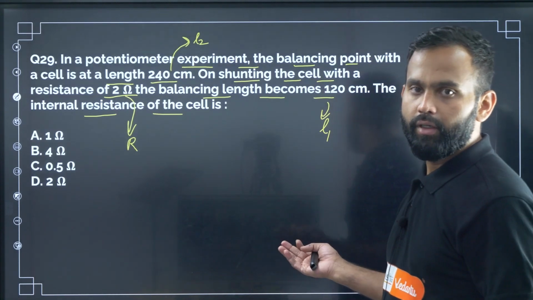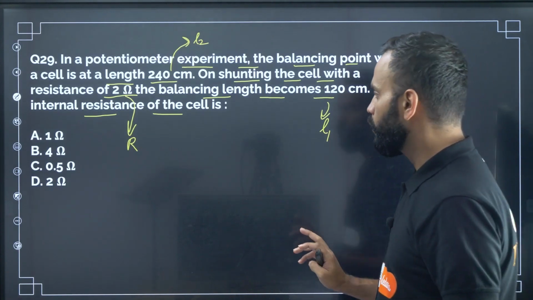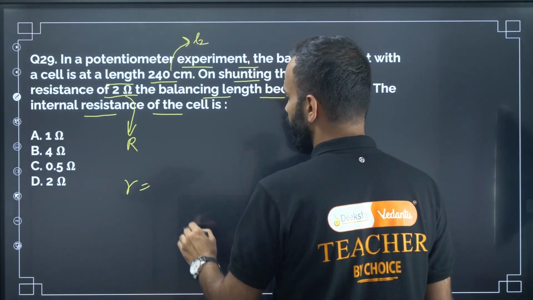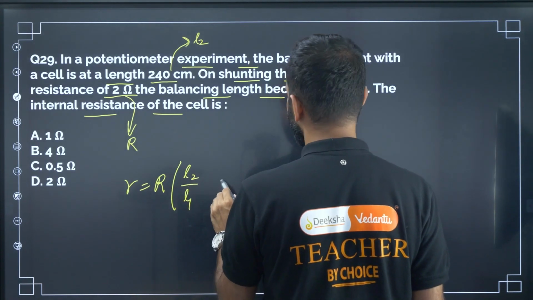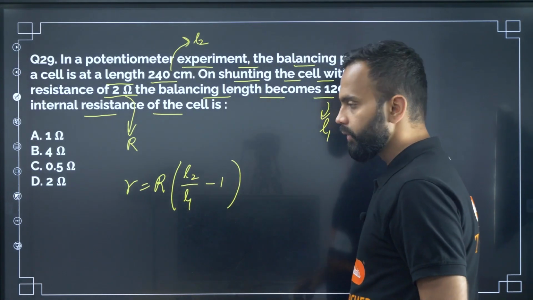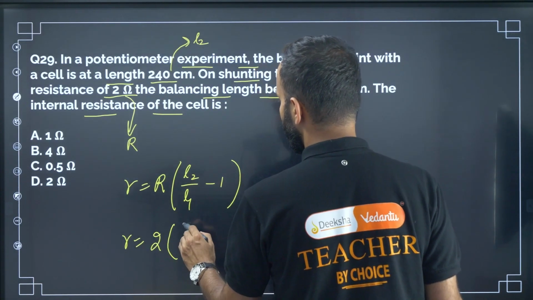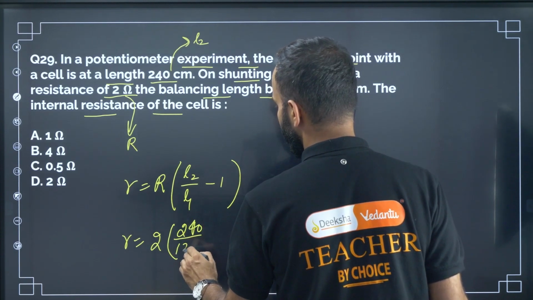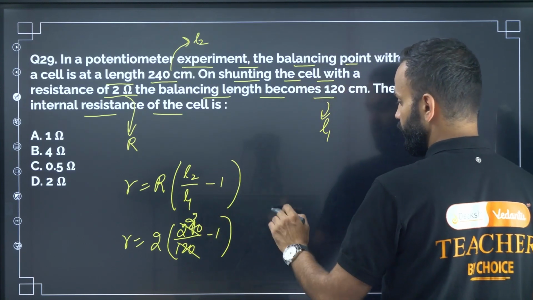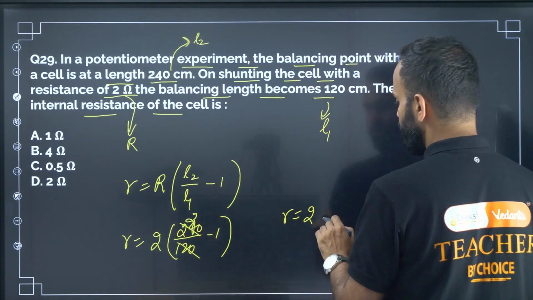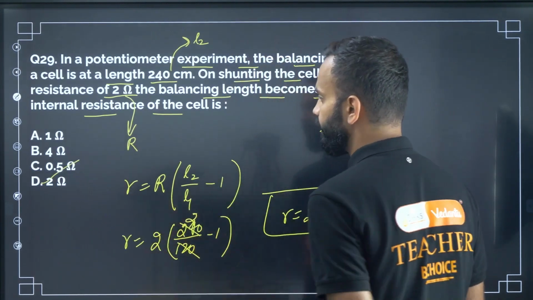So this is a direct question. You can solve this question, you don't need to draw the potentiometer diagram. You know the formula, right? Internal resistance of the cell r is equal to R into (L2 divided by L1 minus 1). So r is equal to R, which is 2 ohm, into (240 divided by 120 minus 1). So this will be 2 minus 1 is 1, r equal to 1 into 2, which is 2 ohm. So the correct option is D.